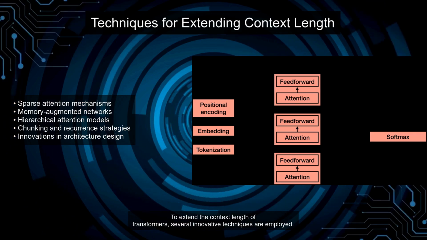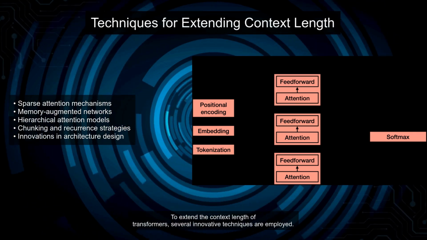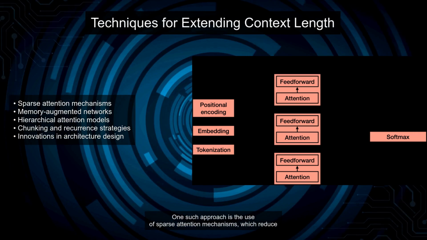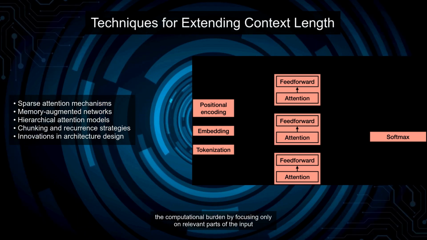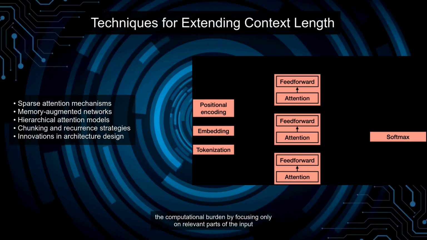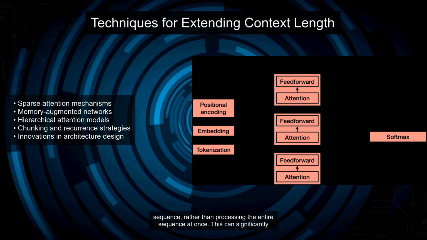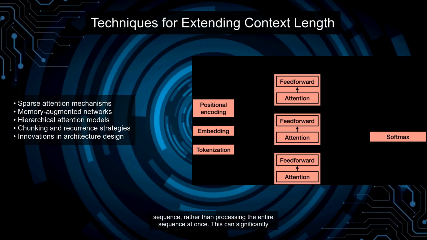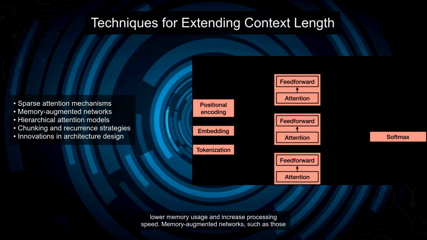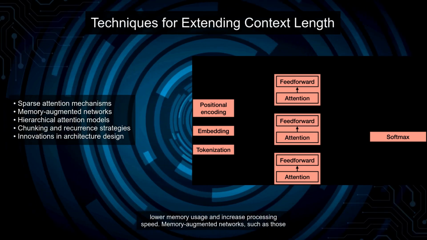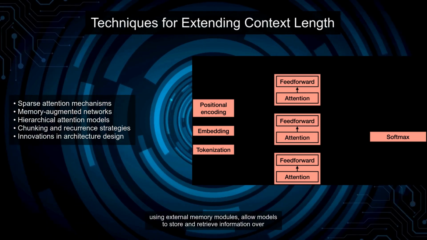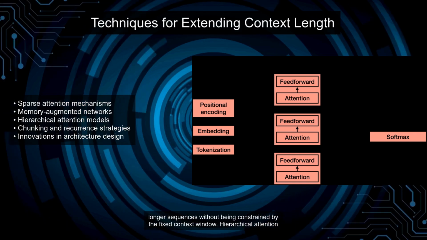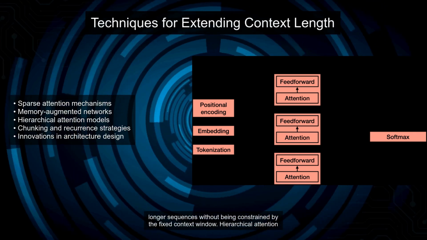To extend the context length of transformers, several innovative techniques are employed. One such approach is the use of sparse attention mechanisms, which reduce the computational burden by focusing only on relevant parts of the input sequence, rather than processing the entire sequence at once. This can significantly lower memory usage and increase processing speed. Memory-augmented networks, such as those using external memory modules, allow models to store and retrieve information over longer sequences without being constrained by the fixed context window.